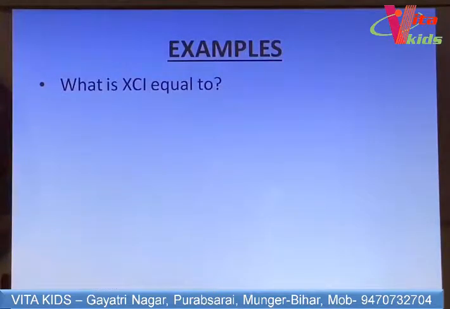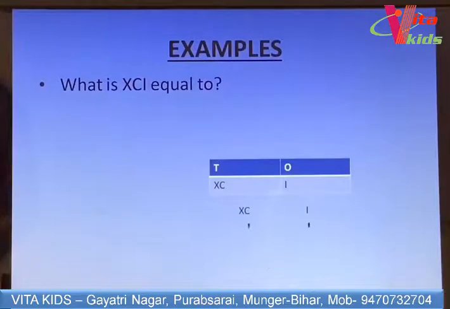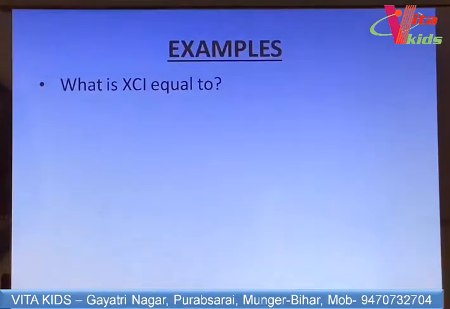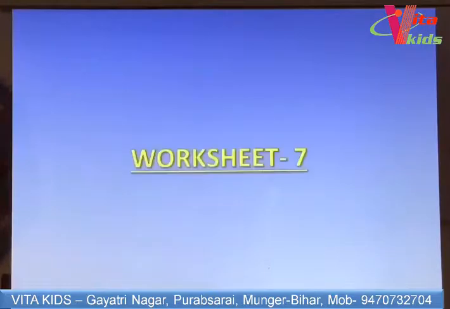What is XCI equal to? XC represents the tens place and I will be in the ones place. XC will mean what? XC is 100 minus 10 and I is 1. So 100 minus 10 is 90. 90 plus 1 is 91. So this gives us XCI is 91. Now let us do the worksheet to enhance our understanding.